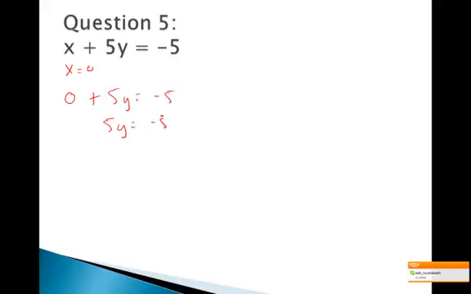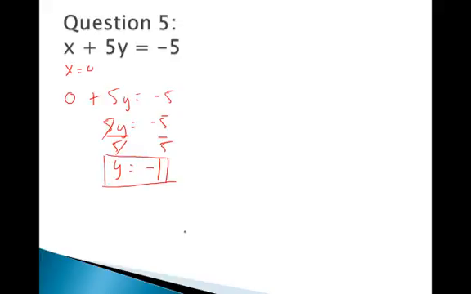5y equals negative 5. Okay, then I'm going to divide by 5, divide by 5. That crosses out my 5. Y equals negative 1. Okay, so I know now that my line will intercept at negative 1. Let's try the other one when y equals 0. So I'm going to have my equation again here.